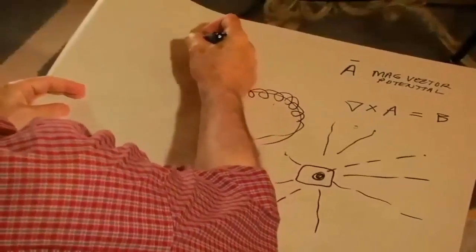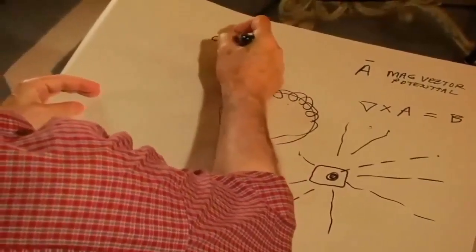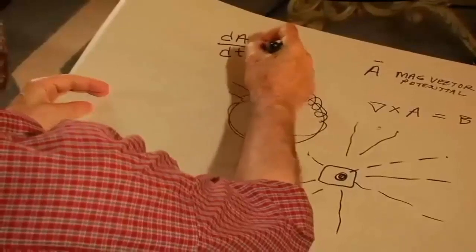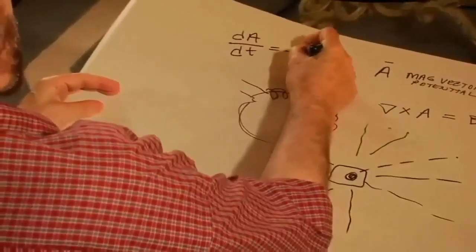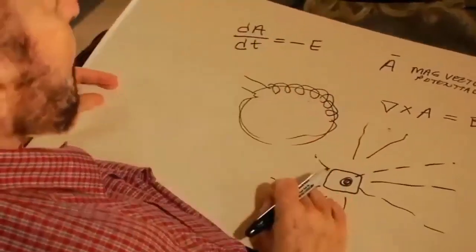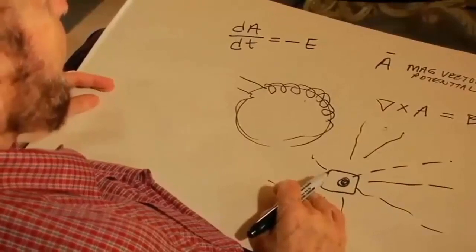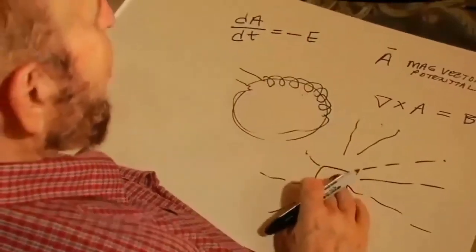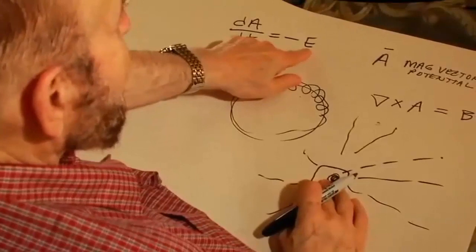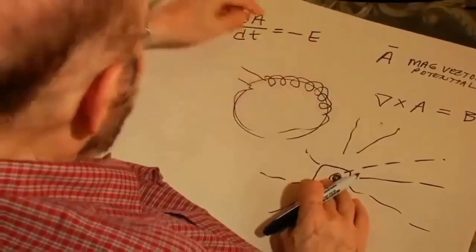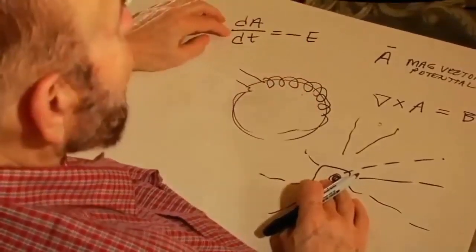Isn't that interesting? Because it's easy to collect it. All you have to do is change it real fast. The time rate of change, dA/dt, produces an E field in the opposite direction from where the A field was going, which direction it was heading. It makes an E field, and the magnitude of this E field that it makes, this electric field, is proportional to how fast you change the thing, the time rate of change.